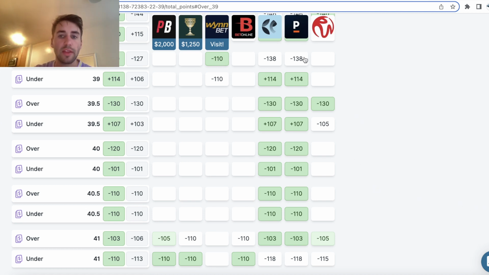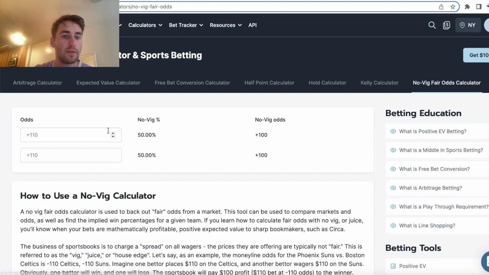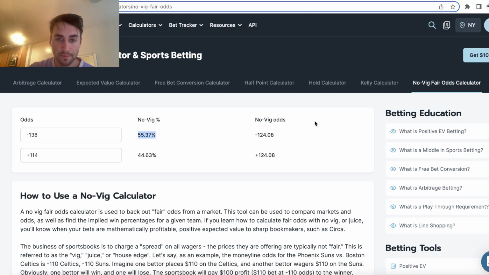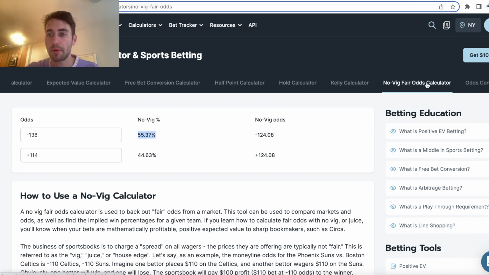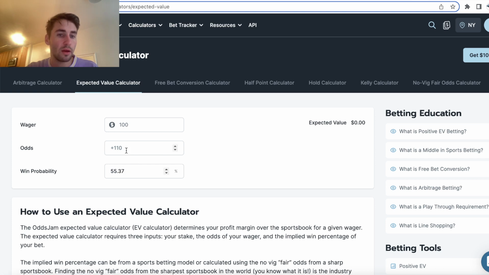So Pinnacle, their line is minus 138, plus 114. So if you go to a no-vig fair odds calculator, this bet should be hitting 55.37% of the time. Very sharp bet that I ended up playing. So this bet's hitting 55.37% of the time. So what we can do is go to an EV calculator. This bet's hitting 55.37% of the time.